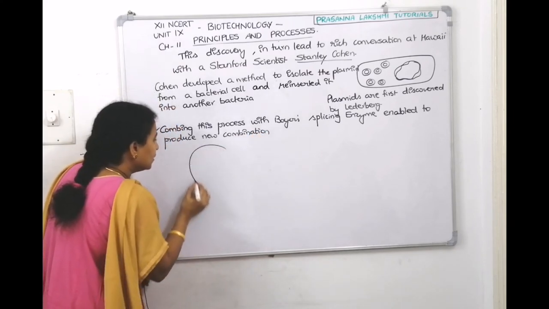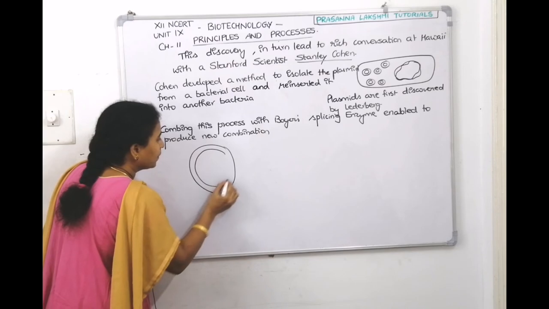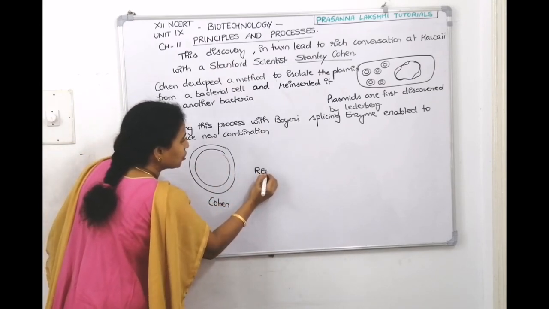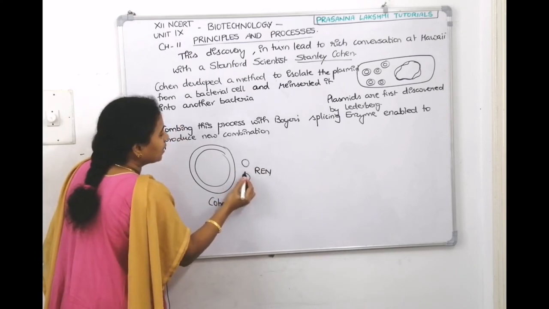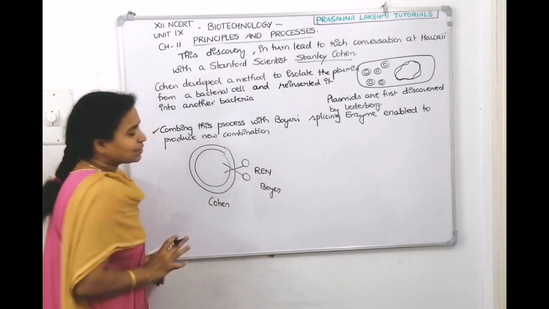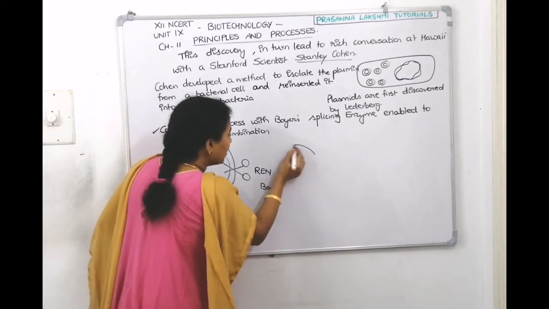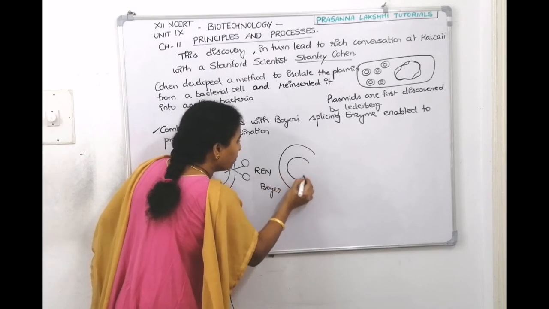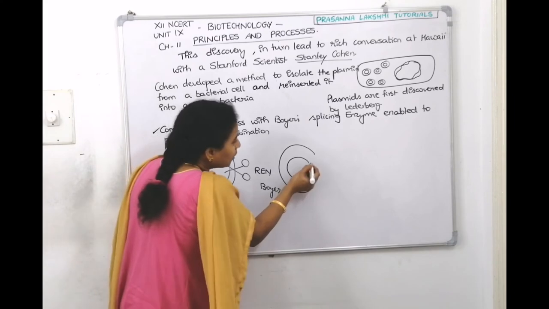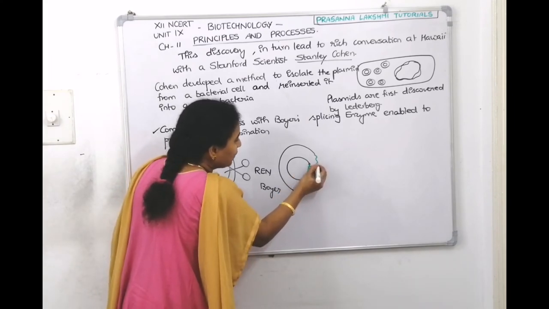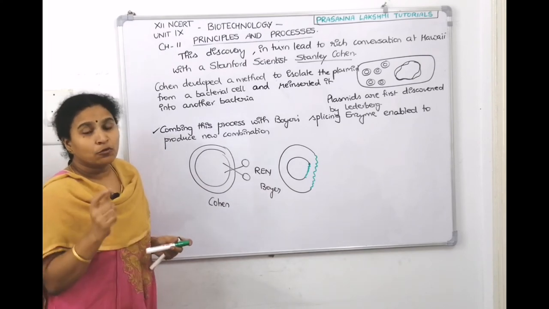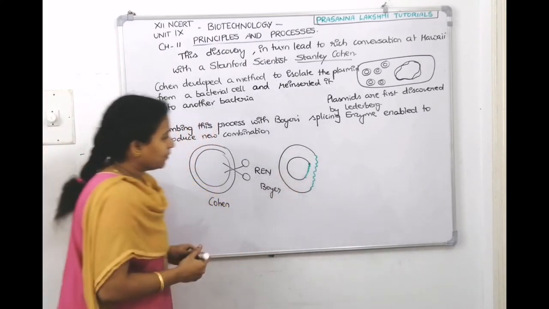For example, this is the plasmid isolated by Cohen and this is a restriction enzyme isolated by Boyer, which cuts the DNA. So when the plasmid is open, it gets open like this. Now when it gets open like this, you can insert your own desired DNA in between this space. So this plasmid is having DNA from two different sources, one is a foreign DNA.